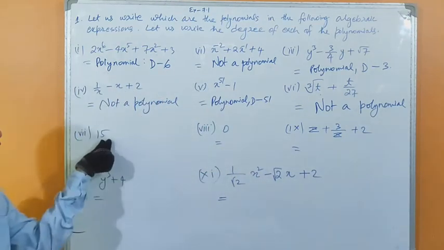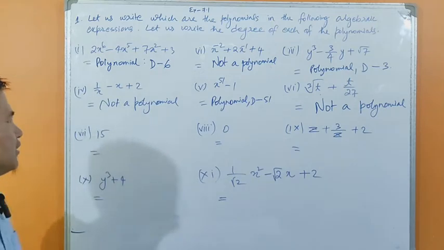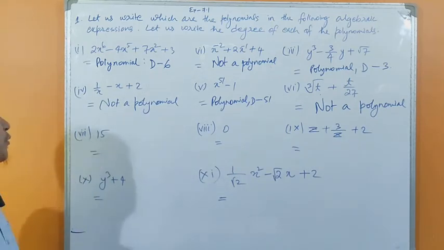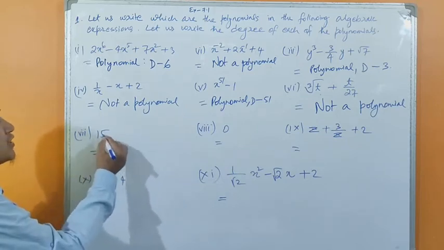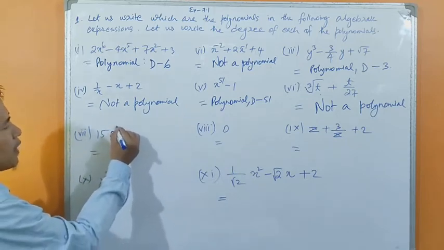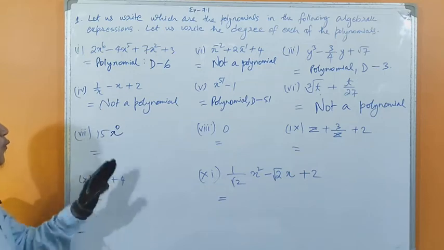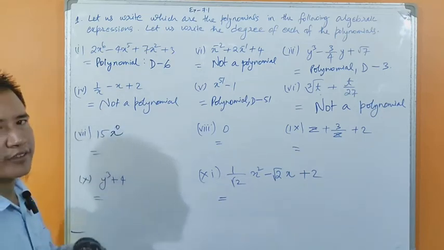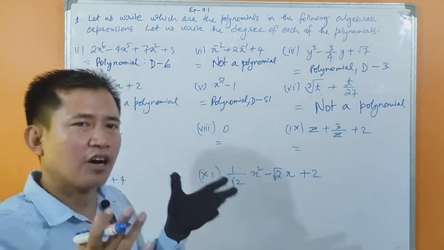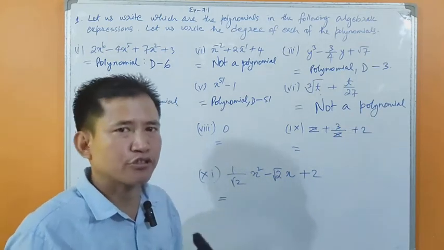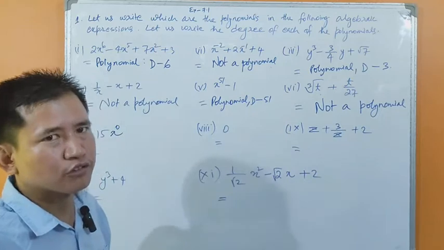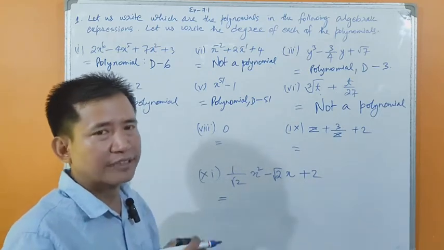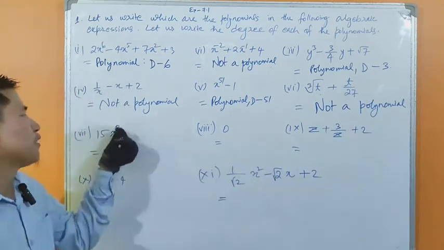Okay. 15. Is this a polynomial? Yes, this is a polynomial. This is a constant polynomial, and the power of the variable term is 0. You can write x to the power 0 because anything to the power 0 is always 1 except 0. 0 to the power 0 is undefined. So x to the power 0 is 1.